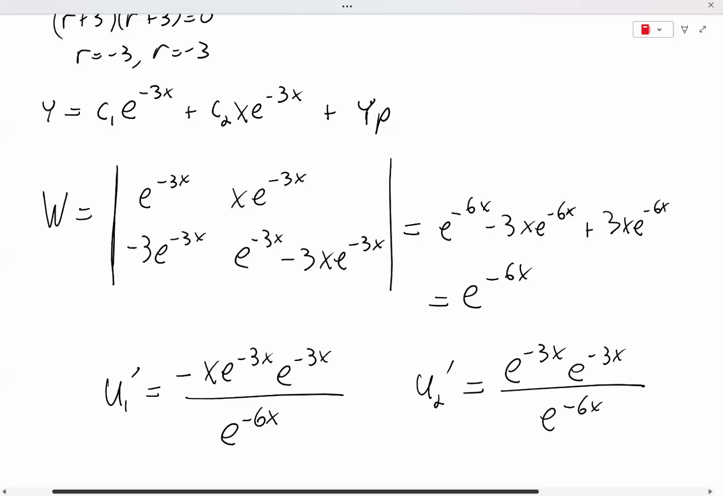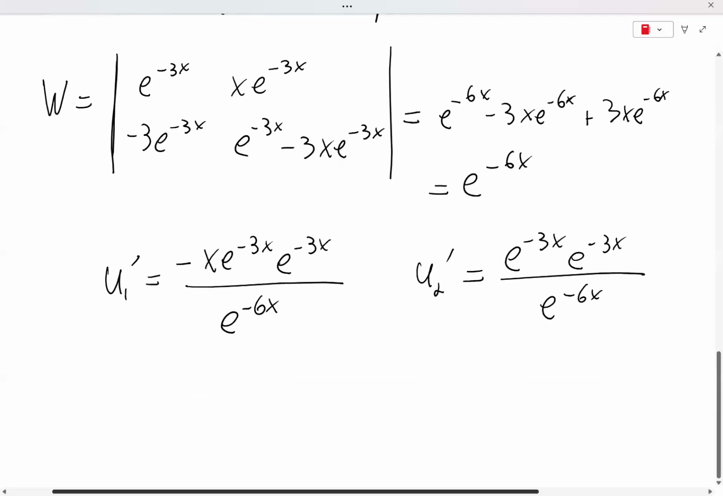Over e to the negative 6x. Okay, so if we clean these up here, y1 prime is equal to, I think that's just negative x for that one. And then y2 prime is equal to 1. Yeah, it looks like 1. Okay, so anything else so far?